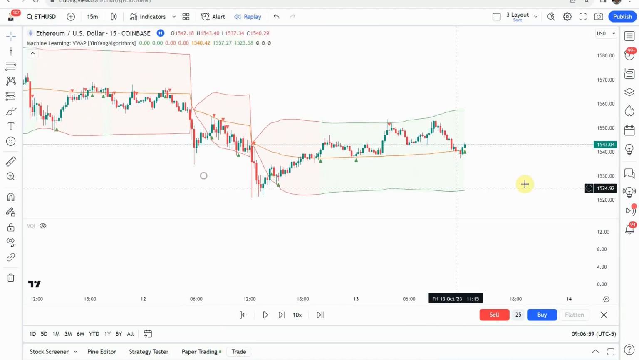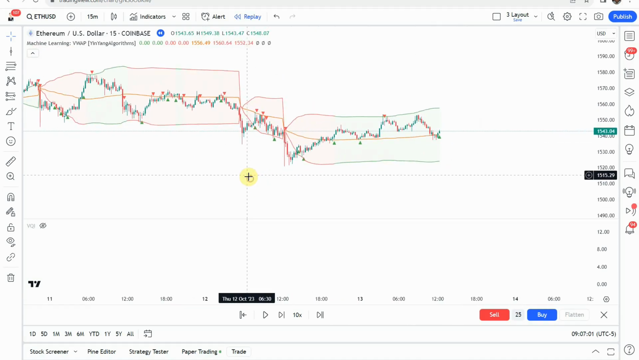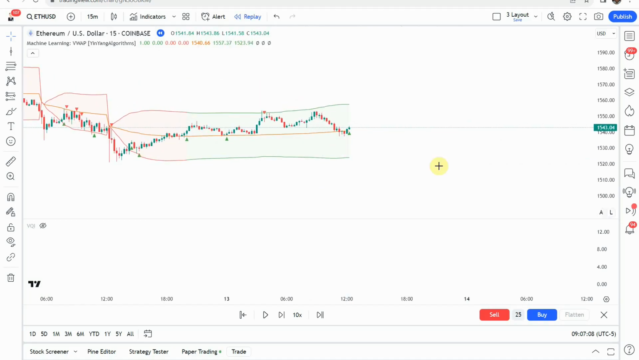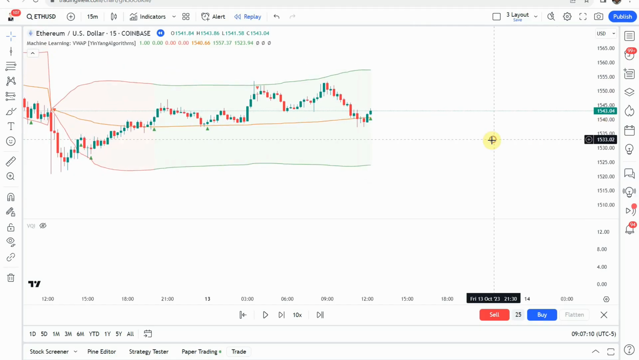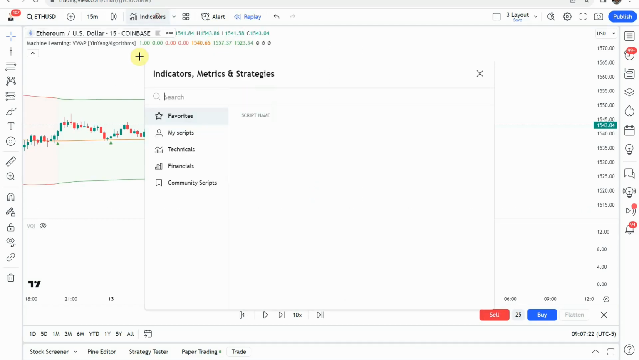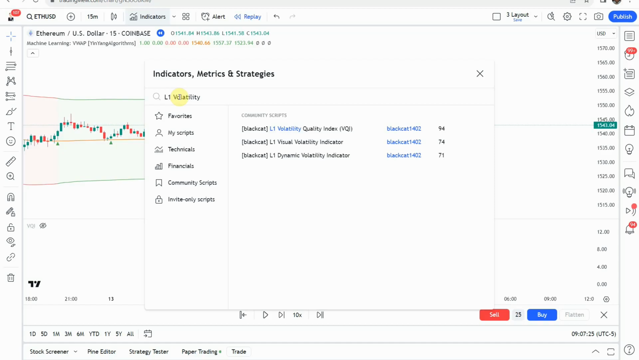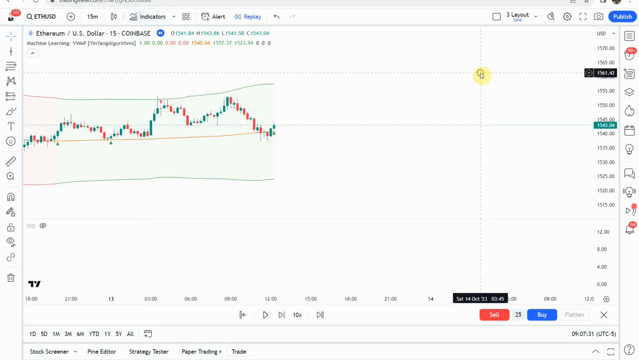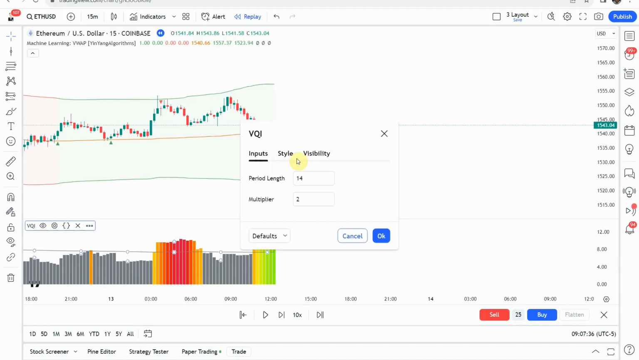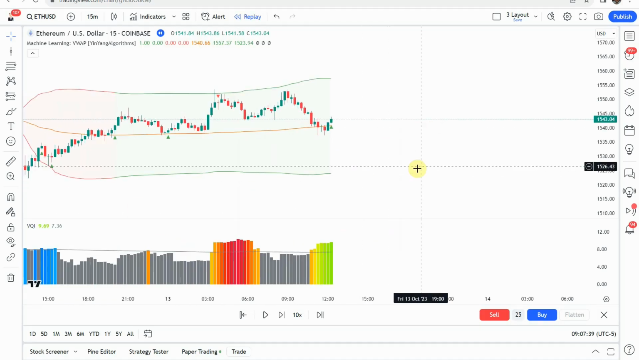The VWAP indicator, obviously, is the volume weighted average price, and again you can see that here. It's a very common and popular indicator with the trading community in general. The next indicator that you will want to add to the screen is going to be the VQI. If you just type in L1 volatility, it's going to be the L1 volatility quality index right here. Again, this one is on the default settings, so you won't change any of those.